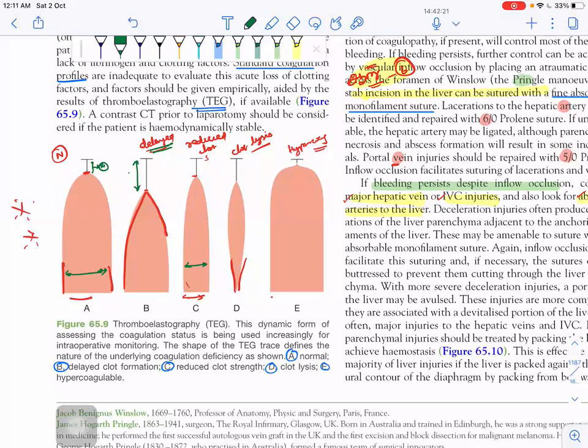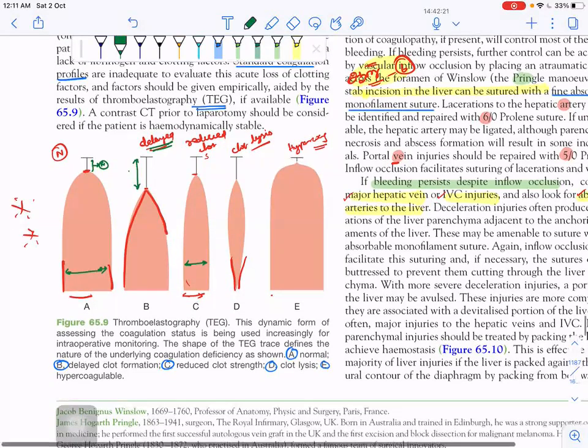Then there is a reduced LY30, LY60, which tells about your clot lysis at 30 minutes and 60 minutes. Then alpha angle is there. Alpha angle is the rate of clot formation. So if R time is increased, it is delayed clot formation. If mean amplitude is reduced, it is reduced clot strength.